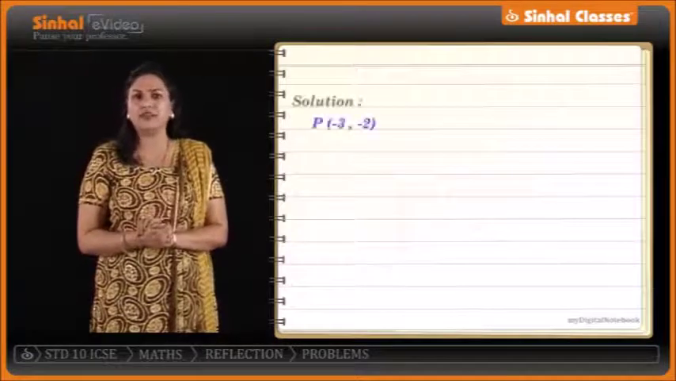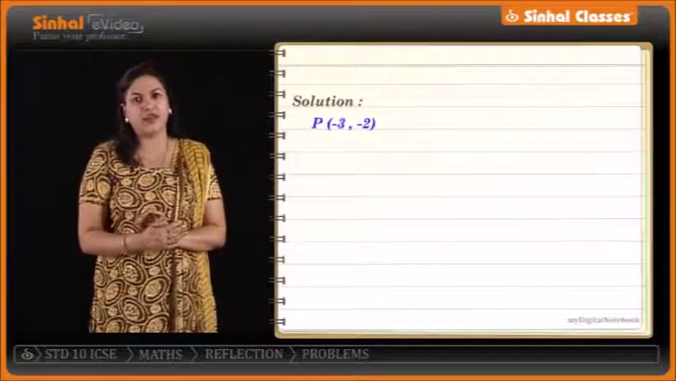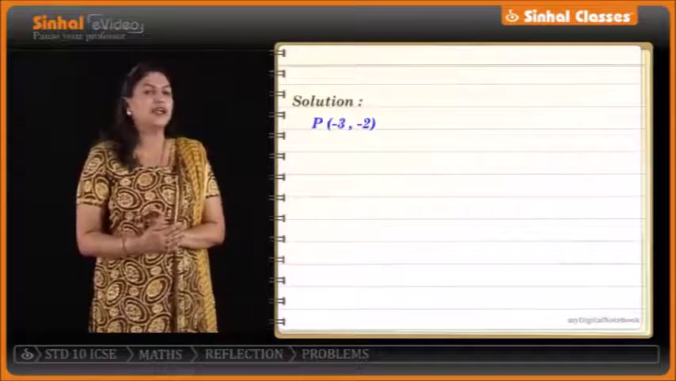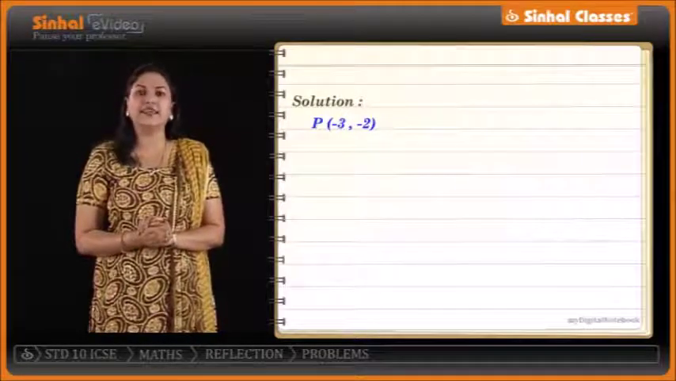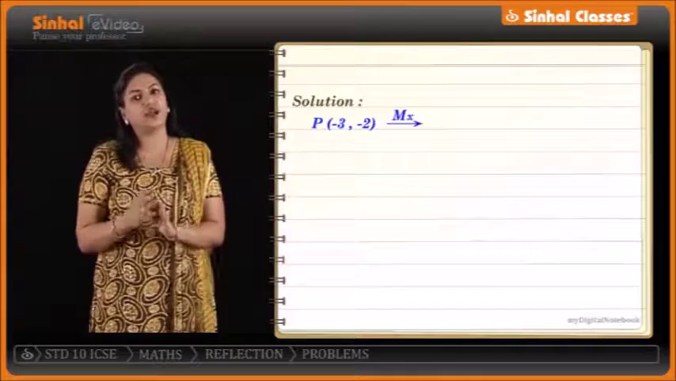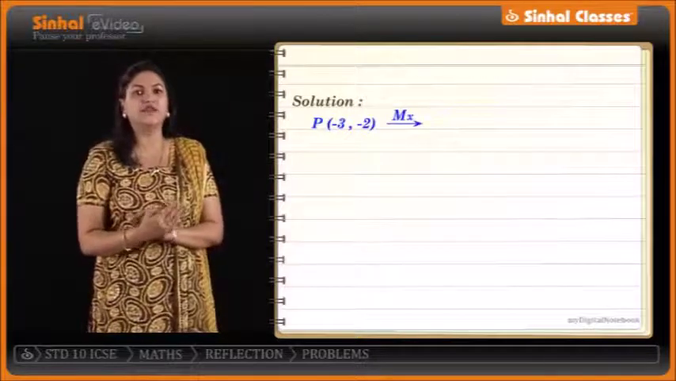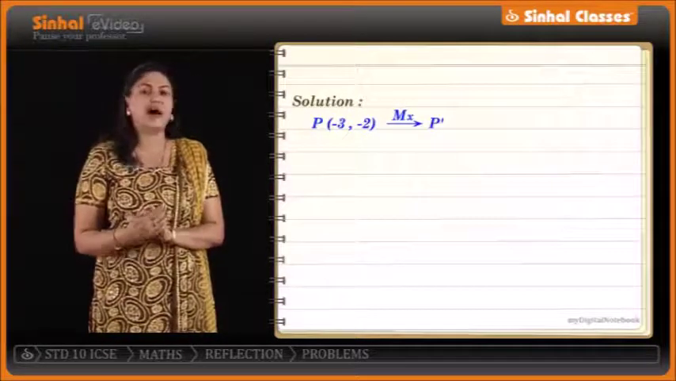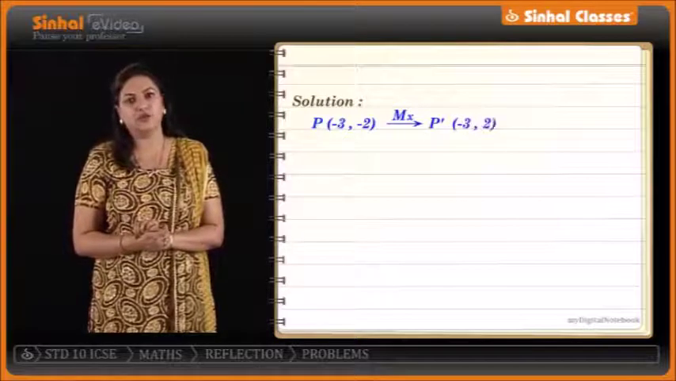Now we are given the point P with coordinates minus 3, minus 2. Now we first reflect this in the x-axis. So the y-coordinate will change. We will get P dash as minus 3, 2.